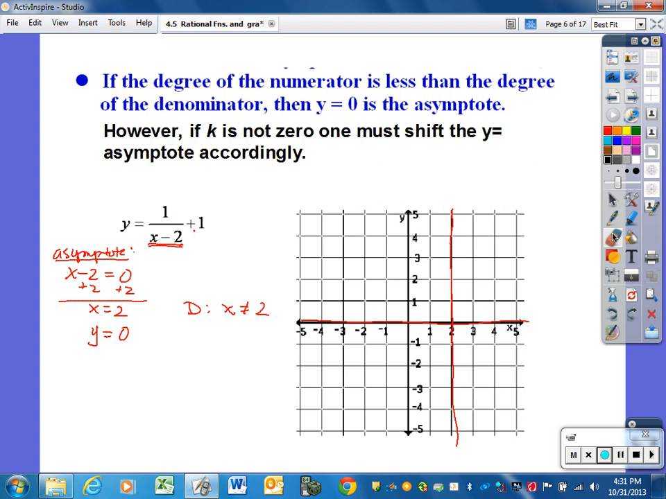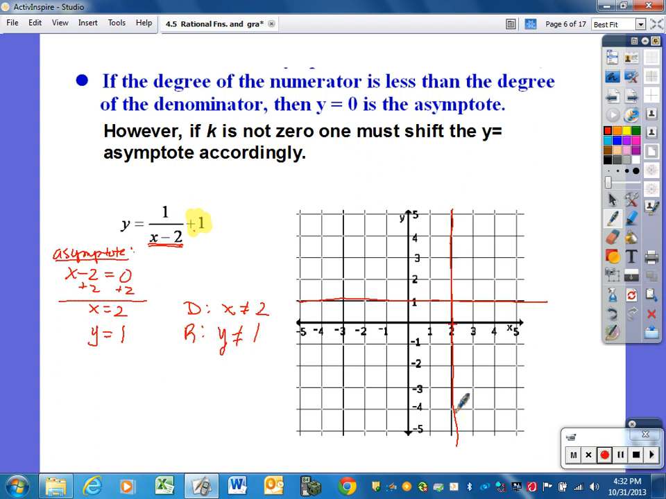However, what effect will this plus 1 do? It will take my 0 and move it up 1. So that changes my horizontal asymptote to y equals 1. So my range, y, can't be 1.